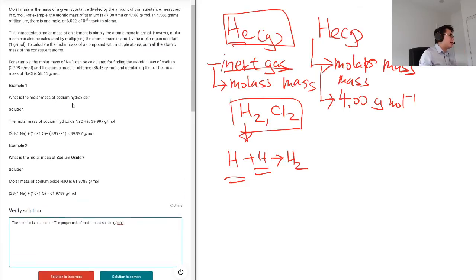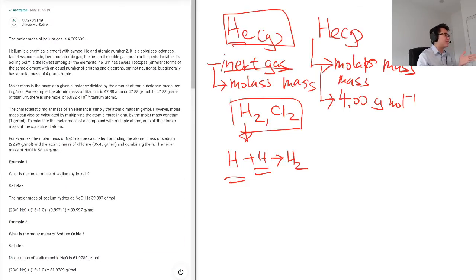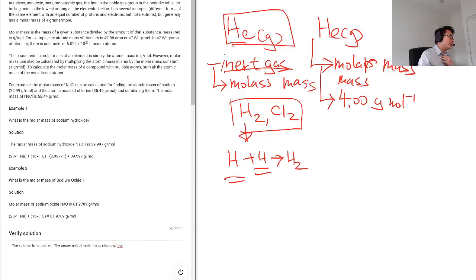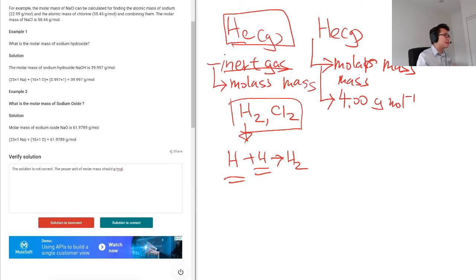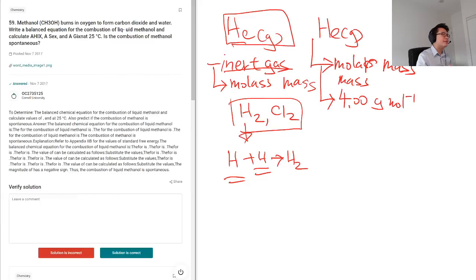All right, so again we have exactly the same explanation. We're looking at 1 mole of atoms, so the unit is gram per mole. And then we have an actual example to find out the molar mass, and this is just a concept check question, so we're going to skip it. So the solution is not correct because they didn't have the right unit.